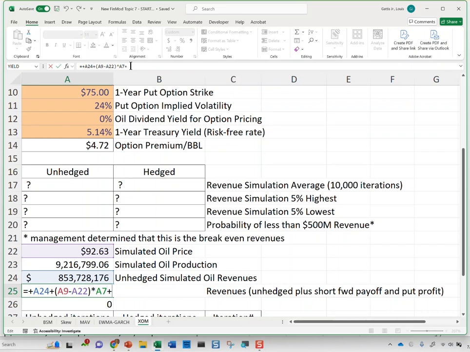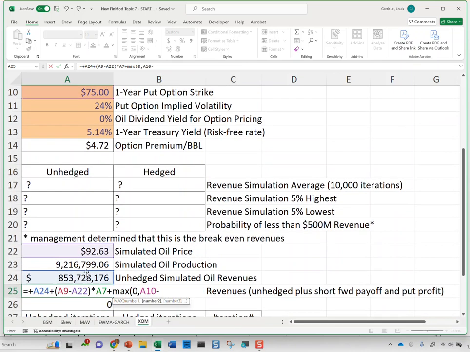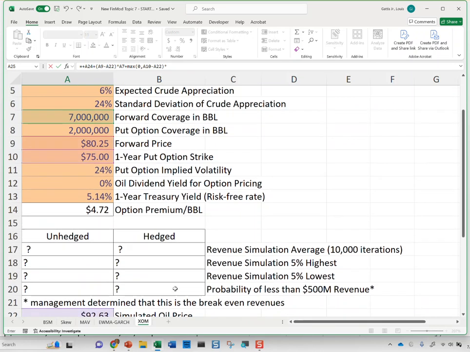I'll then put in my payoff of the option, max of 0, comma, X, which is the strike price. We'll use a $75 strike in this example, minus the simulated spot price, 92, or in my case 92, but you'll have another random number, times the 2 million quantity.